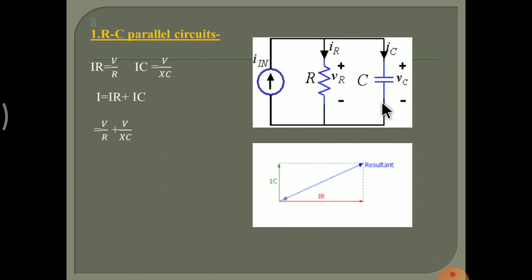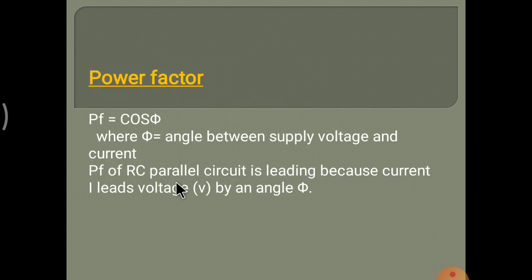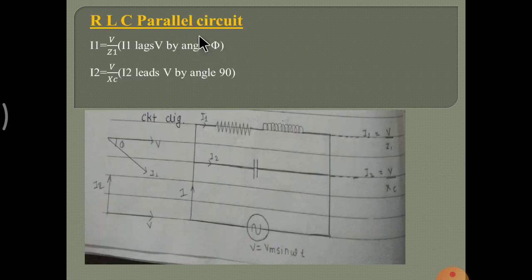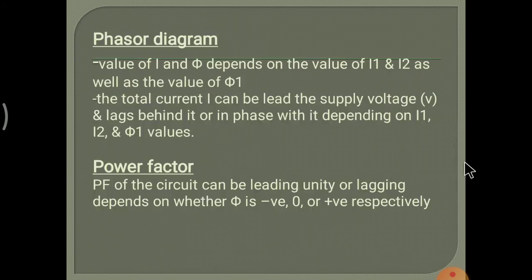This is the circuit diagram of the RC parallel circuit. This is the phasor diagram for the RC parallel circuit. Voltage and current waveform of the RC parallel circuit. The power factor of the RC parallel circuit is a leading power factor. Then the RLC parallel circuit. This is the circuit diagram of the RLC parallel circuit. This is the phasor diagram of the RLC parallel circuit. This is the power factor of the RLC parallel circuit. It may be leading, lagging, or unity. It depends on the negative, 0 or positive value of phi.